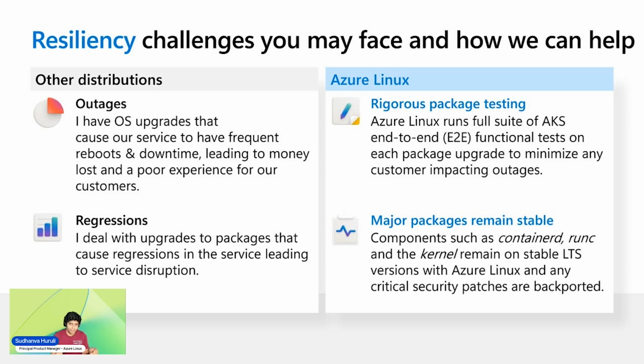We also keep major package versions stable. Components such as containerd, runc, kernel, stuff that is core to keeping your container workloads up and running, are stable during LTS versions with Azure Linux. What this means is if there is a critical patch in a containerd version, let's say 2.1 in the future, we will take care of backporting just that patch without all of the other maybe improvements and features to prevent breakages, but still make sure that you're secure.